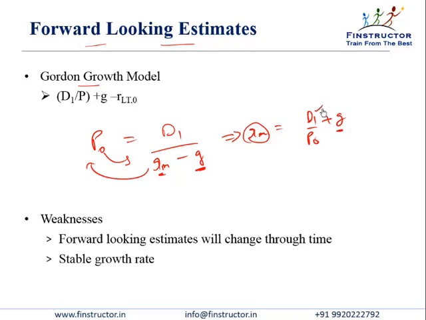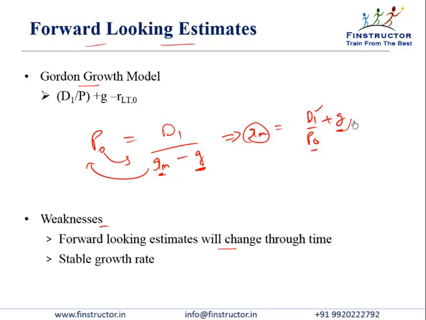D1 is the dividend yield of a diversified index. P naught is the price of that index. G is the expected growth in earnings till sustainable future. Weakness is that the forward looking estimates will change through time. So our expectations of growth, dividends would keep changing, and hence the equity risk premium will also keep changing.